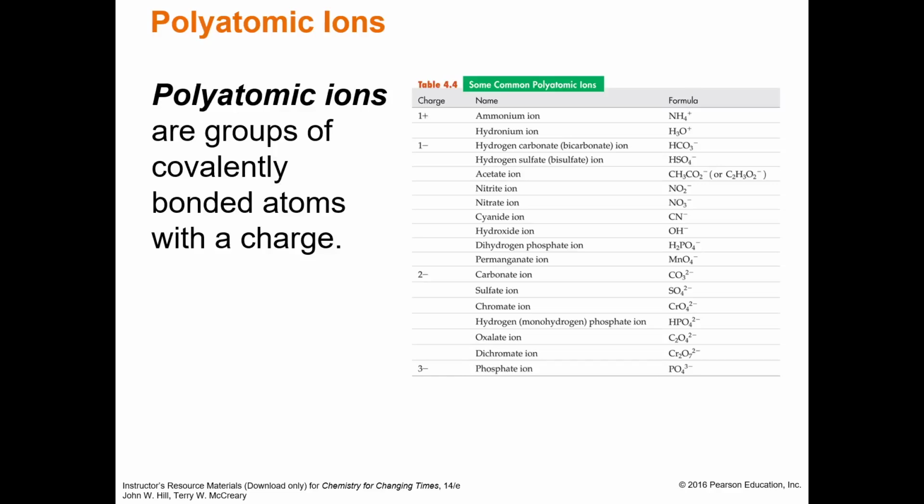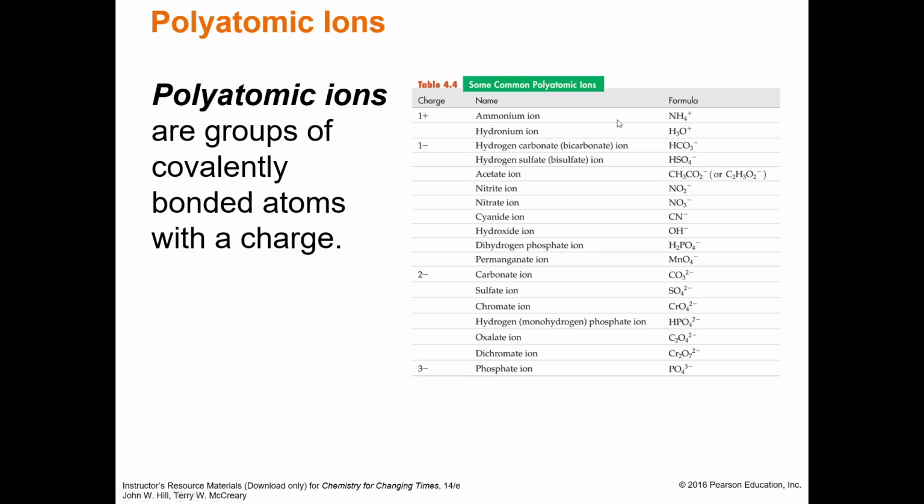So here are polyatomic ions. These are going to be groups of covalently bonded atoms with charges. So these right here are going to be covalently bonded atoms that together have a charge and form an ion, okay? And so they are polyatomic: many atoms, ions.